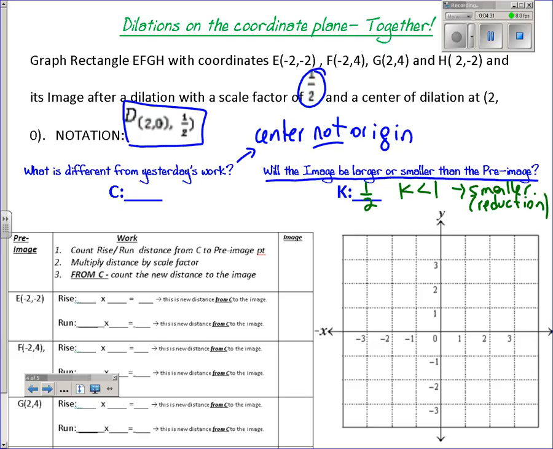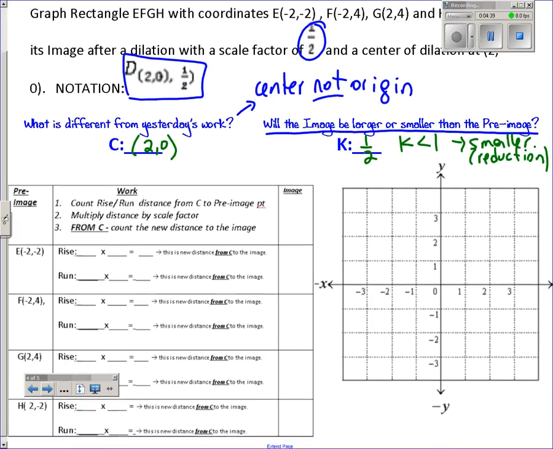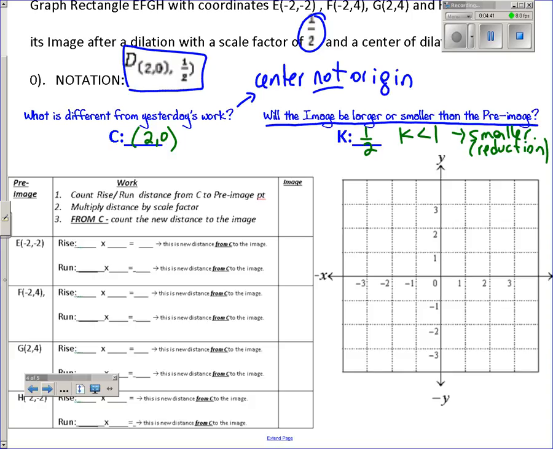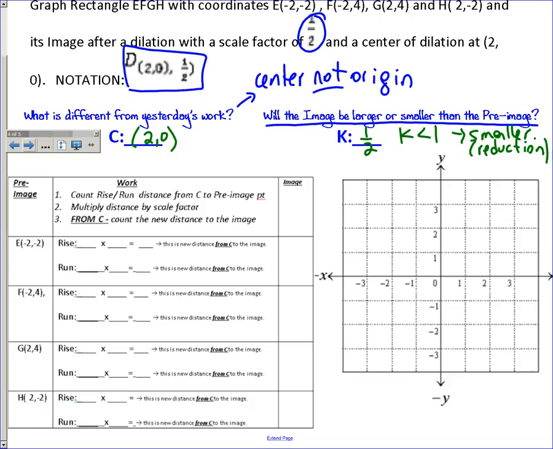Okay, so now let's go ahead and see what the procedure is, similar to yesterday. The center of dilation is going to be what? (2, 0). Okay, very important. Everything comes from the center. All of the movement is going to come from the center, so we have to be really, really good at using the center and understanding why it's important. Okay, so let's go ahead and take a look at our shape here.